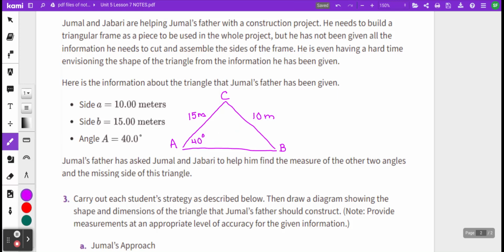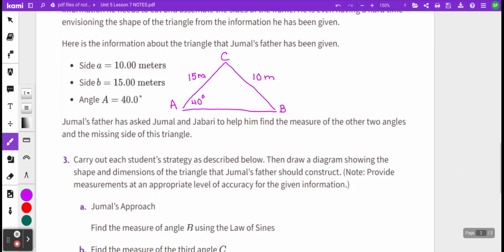All right. Well, the first thing I want to do, so that's ours. So Jamal's father has asked them to find the measures of the other two angles and the missing side. We're going to carry out the description as what is below.